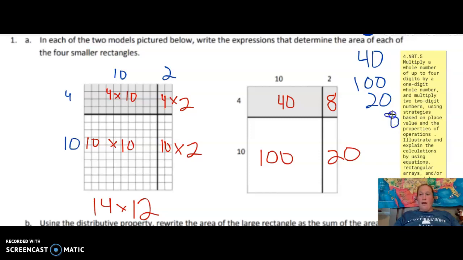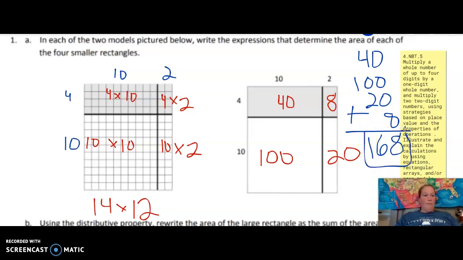When we add all 4 partial products, we would get our answer, and let's see what we get. 0 plus 0 plus 0 plus 8 is 8. 4 and 2 is 6, and bring our 1 down. So our answer would be 168.